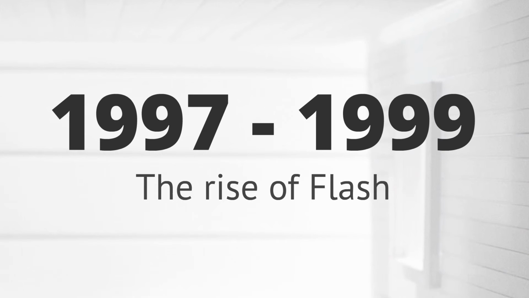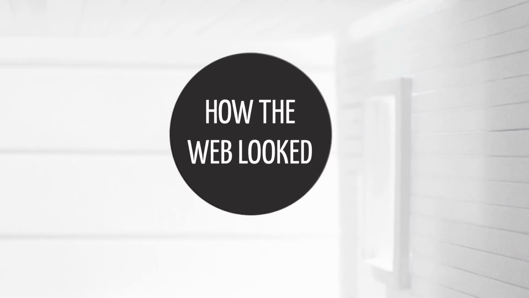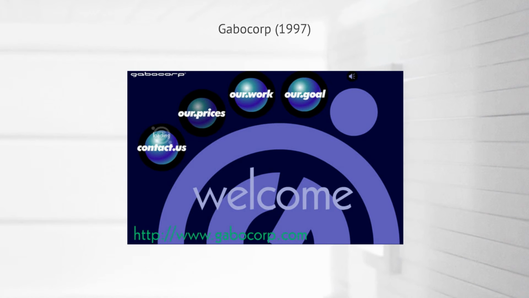All right, 1997 to 1999, the rise of Flash. So Flash was a significant advancement. There was Flash animation, and splash pages featuring company logos bouncing around. There was a lot of color, and to the eye it was more interesting. Your links would change color when you moved your mouse over the top. And this is a significant change here as well.